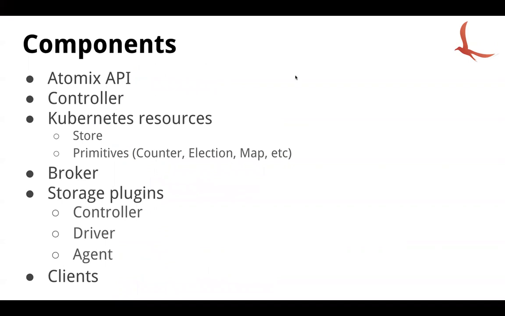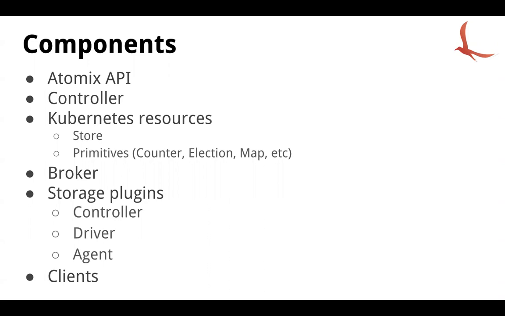So there's the Atomix API, the new protobuf gRPC API for primitives, the Atomix controller, which basically handles all the wiring of everything together. The Atomix controller defines some custom resources, store, and different types of primitives. There's the broker container, which is the registry of primitive information that clients use to figure out where they can connect to operate on a specific primitive.